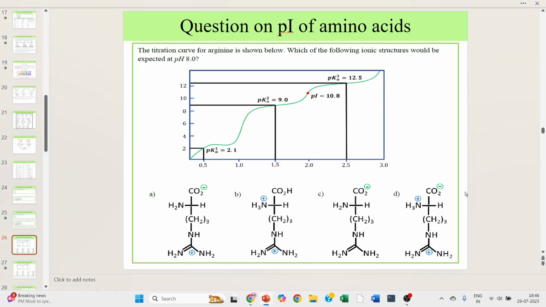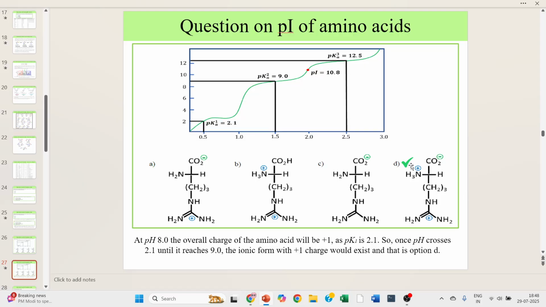Okay. Now, so the answer is D. So initially it was this structure. So it is having +2 charge at pH less than 0.5. After pH 0.5 and between pH 1, it is having this particular conformation, this particular state. And that is why the charge is actually, what is the charge? The charge is +1. So at pH 8, the overall charge of the amino acid would be +1.